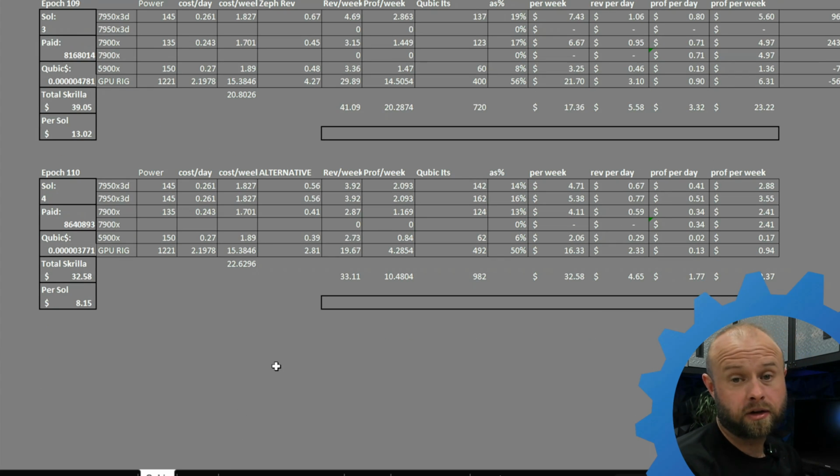Anyway, that's the skinny for Qubic. Love to know if you're still on Qubic or if everybody and their mother's moved on to Zealous, because I heard Zealous is kind of going down a little bit as well. Maybe some of the newness wearing off.